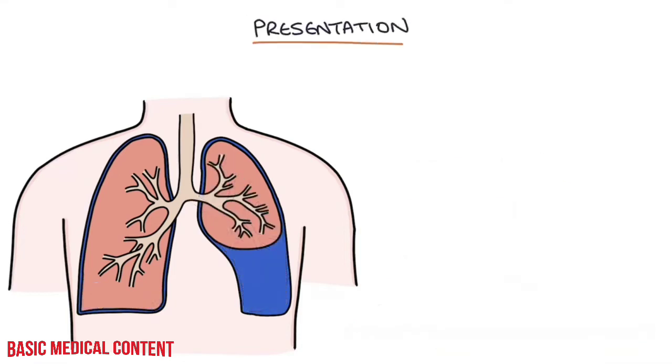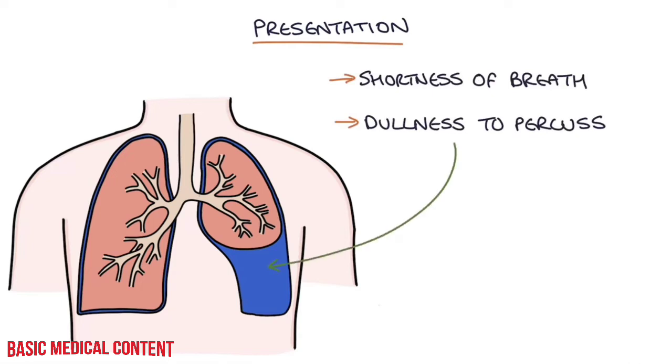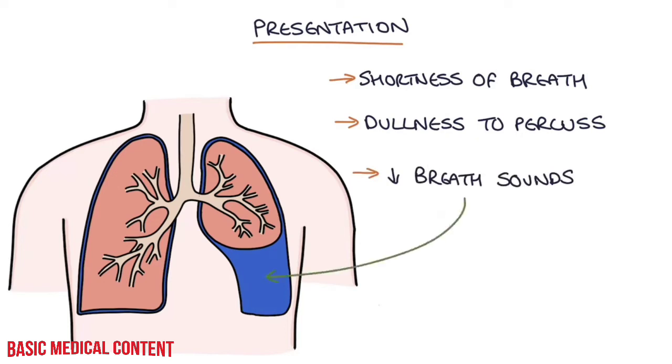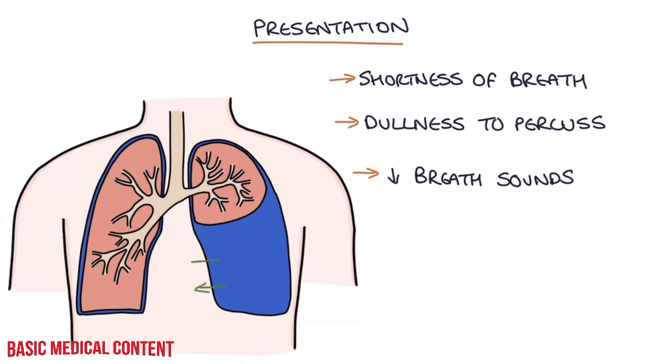So what's the presentation of pleural effusions? Well, because they're taking up space in the chest and making it more difficult for the lungs to fill with air, the patient will present with shortness of breath. There'll be dullness when you percuss over the area of the effusion, because there's no air to cause a resonant sound to percussion. When you listen with your stethoscope, you'll find there's reduced breath sounds in this area because air's not getting in. And if you get a massive effusion, that fluid will push the mediastinum and the trachea across inside the chest. So when you feel over the trachea, you'll find tracheal deviation.